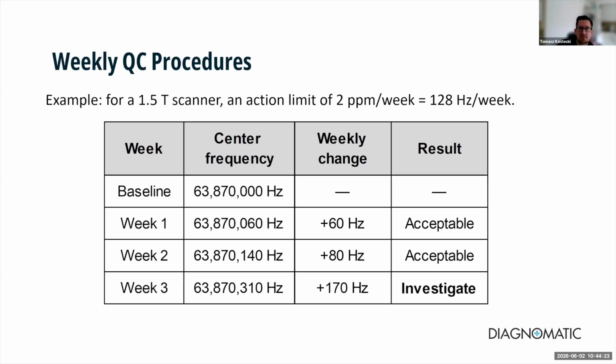Although in this example, the total change over 3 weeks is 310 hertz, only the week-to-week change is compared with the action limit. An alert is triggered only in the third week because the weekly change is 170 hertz, which is above the 128 hertz action limit.